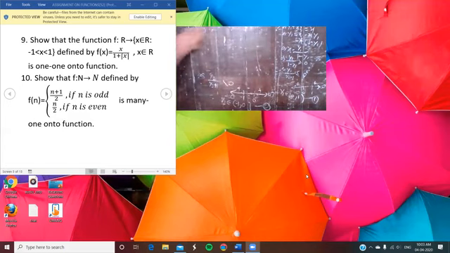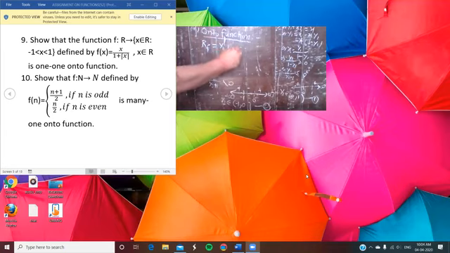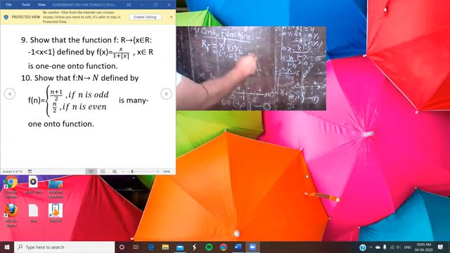So your second point is the onto function. Onto function means you first try to find the range. So R of f is equal to y1 union y2. If you take the union of these two, here you have (-1, 0) union [0, 1).